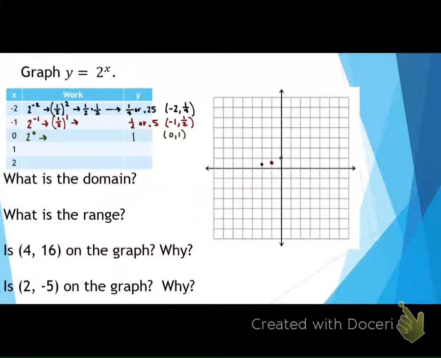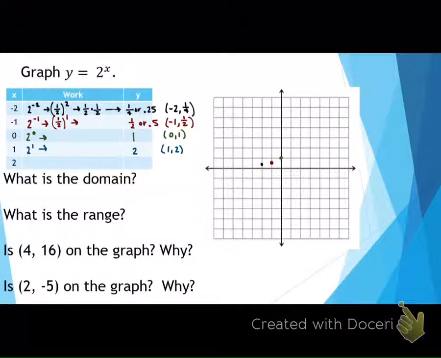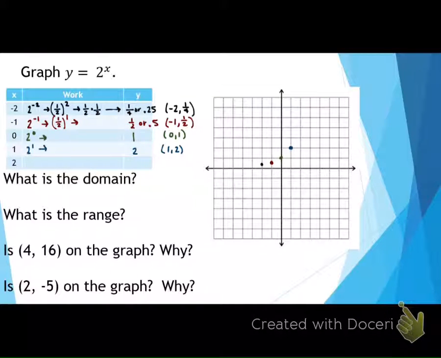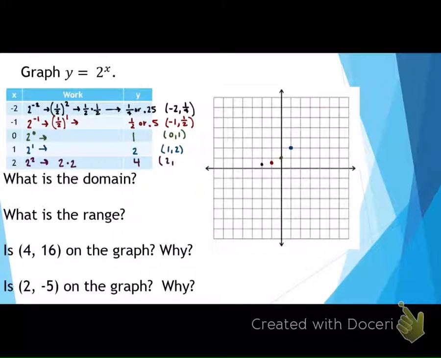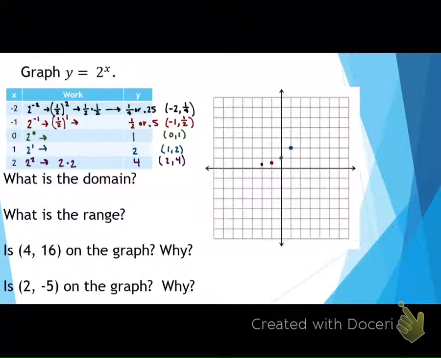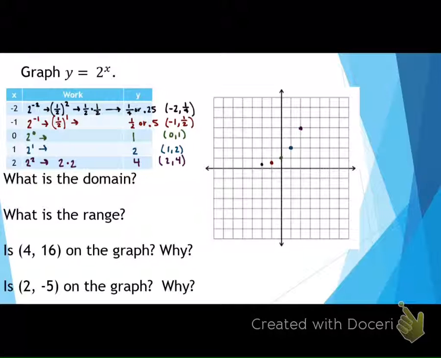Okay, Avery, 2 to the first. Madison, what's 2 to the second? Good, which means 2 times 2, which is 4. So that's 2, 4. So we plot all of our points. And we'll talk about the connection of them in just a second. But let's first talk about something here.